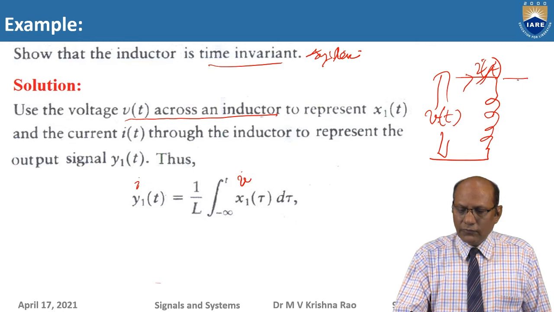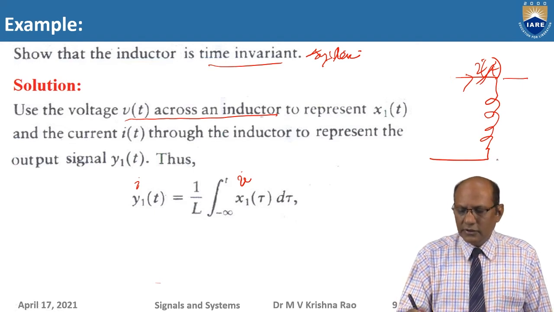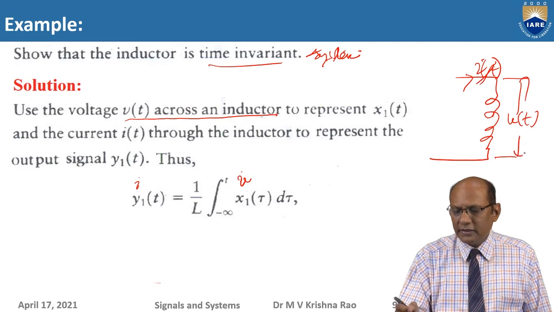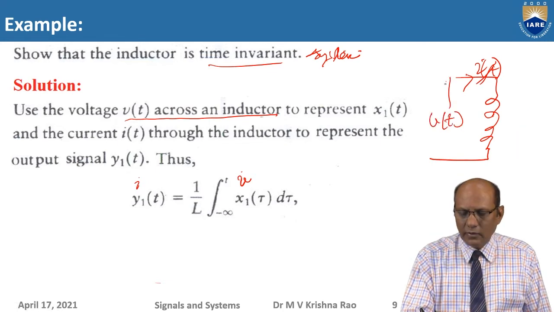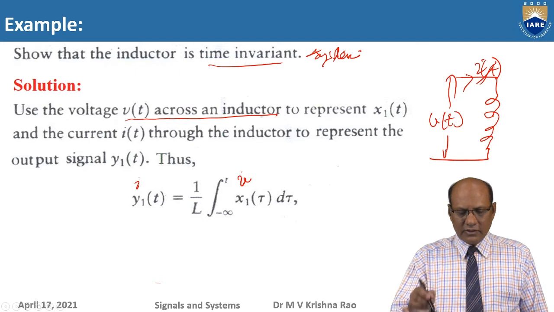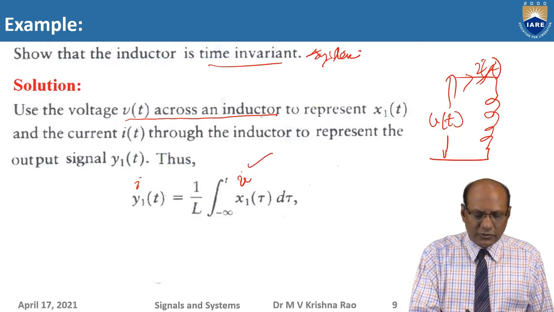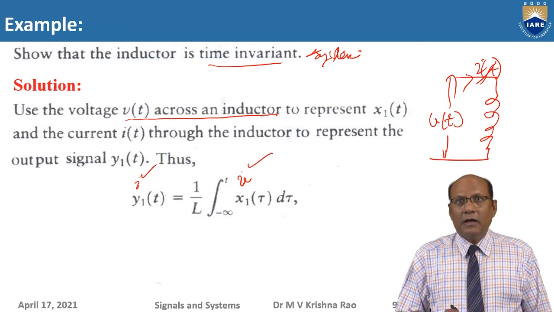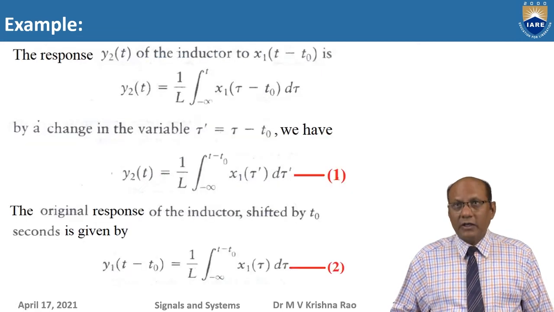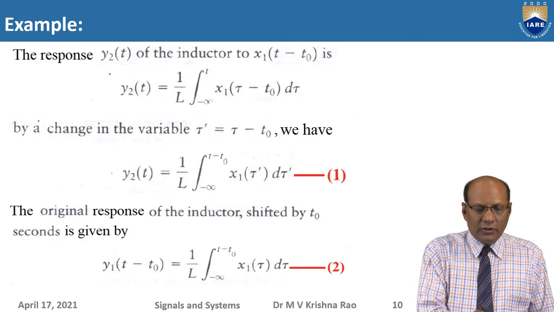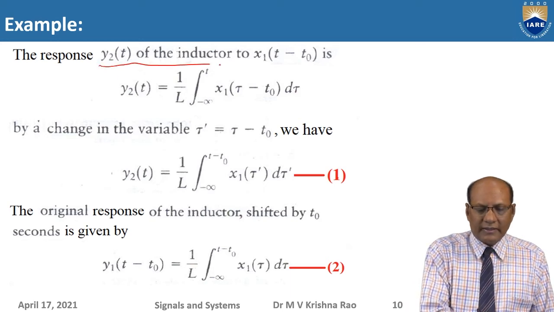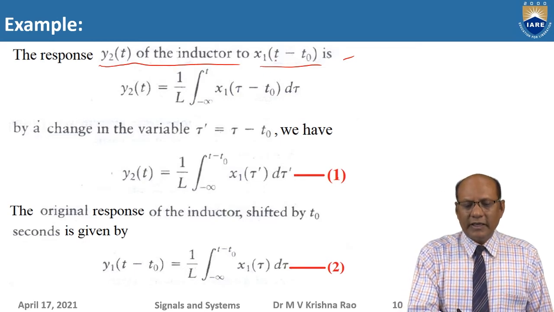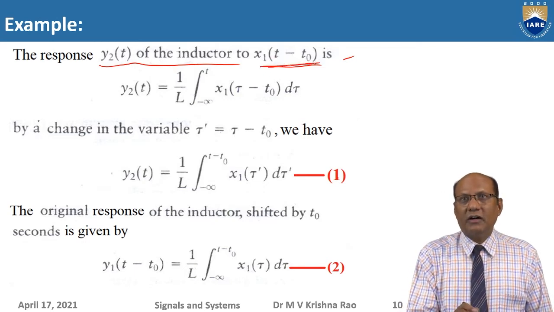Or, let us say the other way, you have the output here across the inductance. I applied the voltage as input, and I am getting the output current. Take this one. So in this, let us try to prove what kind of system it is. Response output of the inductor for a shifted input. First shift the input. When you shift the input, x1(t minus t naught).